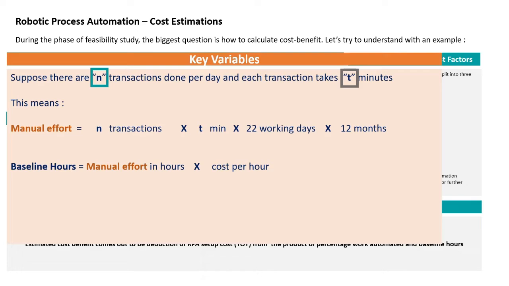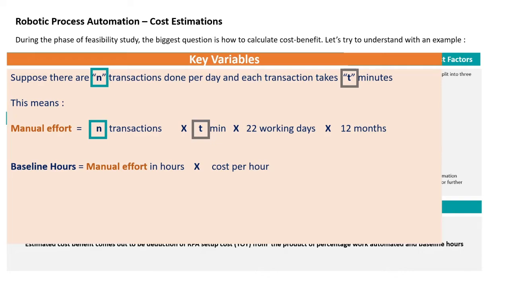So, how will we calculate manual effort? Manual effort will be equal to the n transactions into the t minutes, and if we are calculating it yearly, what we'll be doing? We'll be multiplying it with the 22 working days in a month into 12 months. So, our yearly manual effort can be calculated in this way.